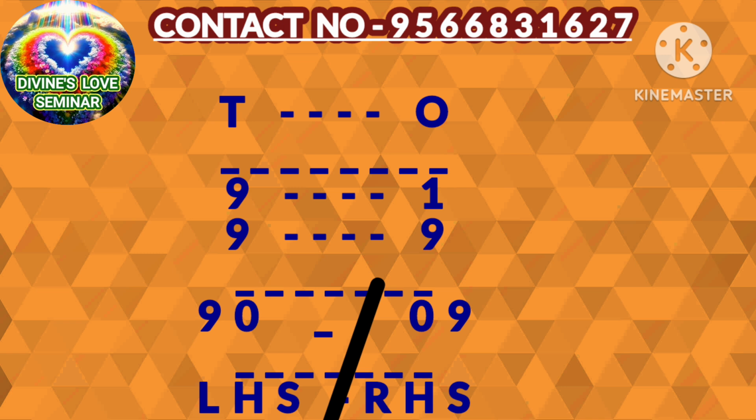9 tens are 90. That is left hand side. That is LHS. 1 nine is 9. That is not the right hand side, because base is 100. 2 zeros are there. So we have 2. The answer should be 2 digits. So we have to add 1 zero. 9 is the right hand side answer.